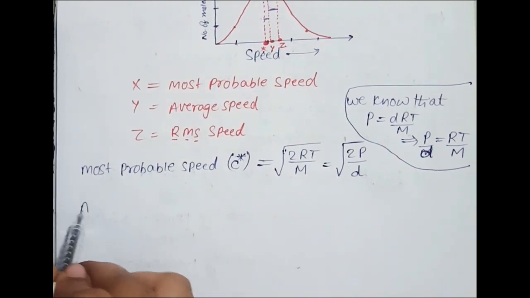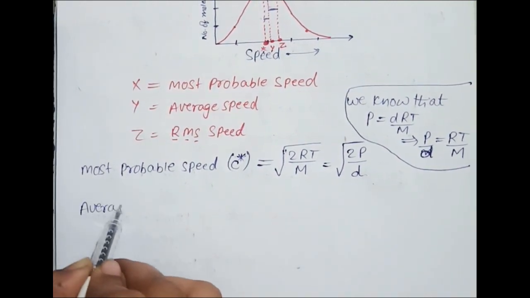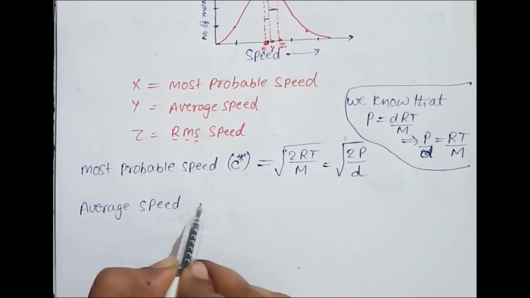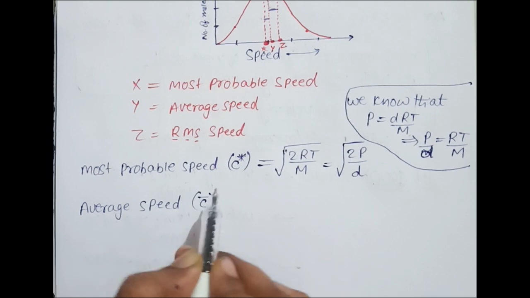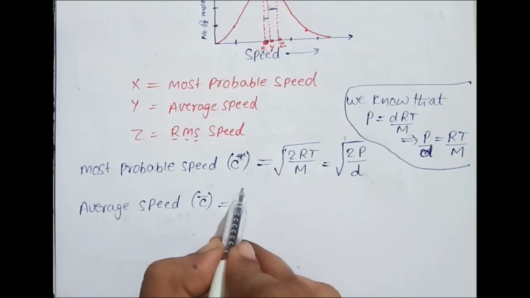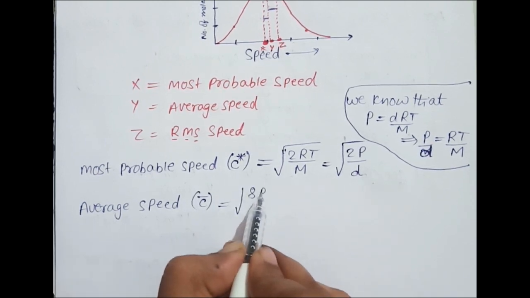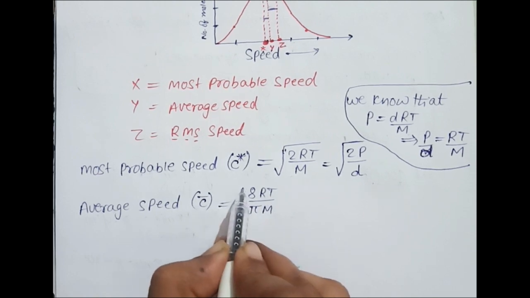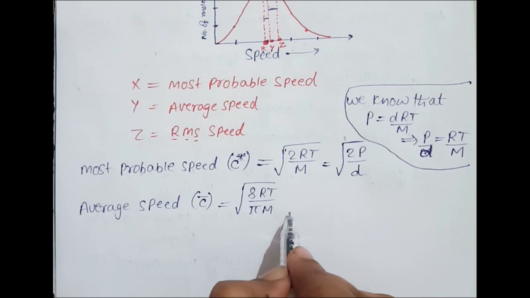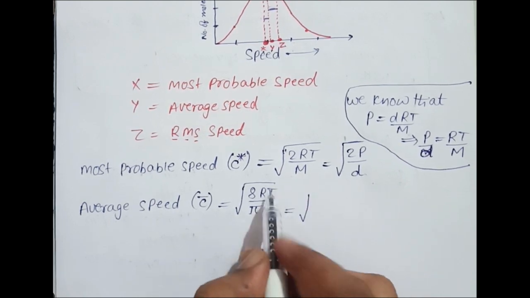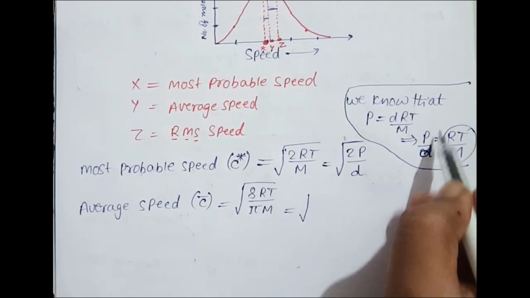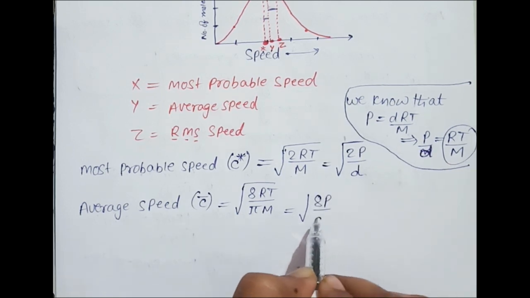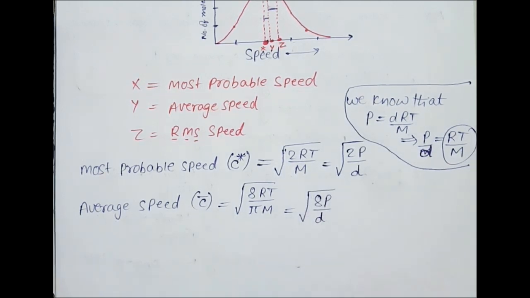Now next one, it is the average speed formula. Average speed symbol is C bar. Generally people use under root 8 RT over pi M, which you can rewrite: instead of RT by M, what can I write? P by D. So under root 8P by D.